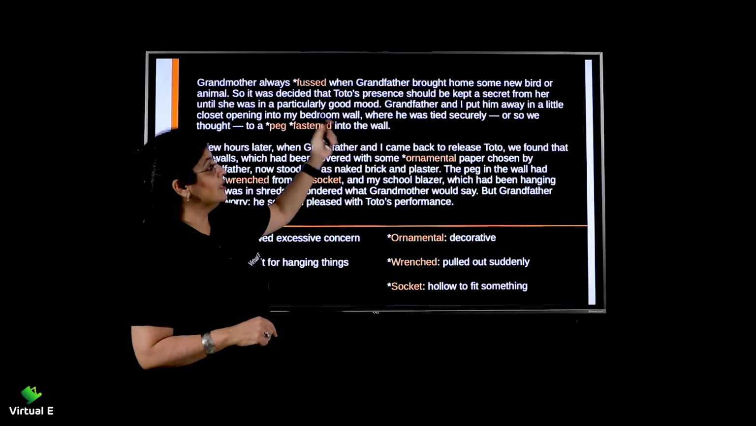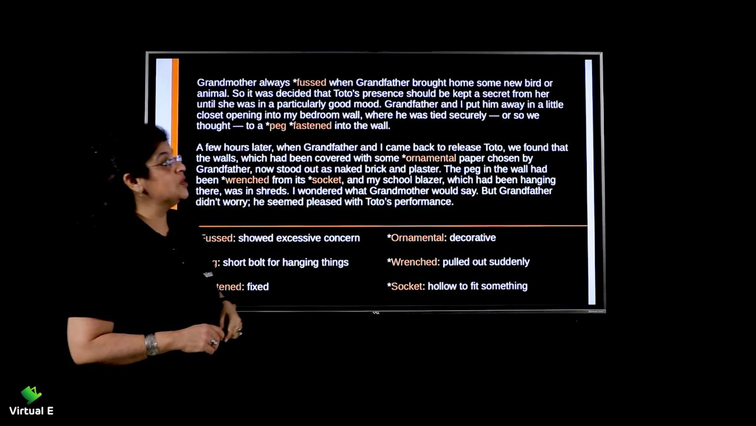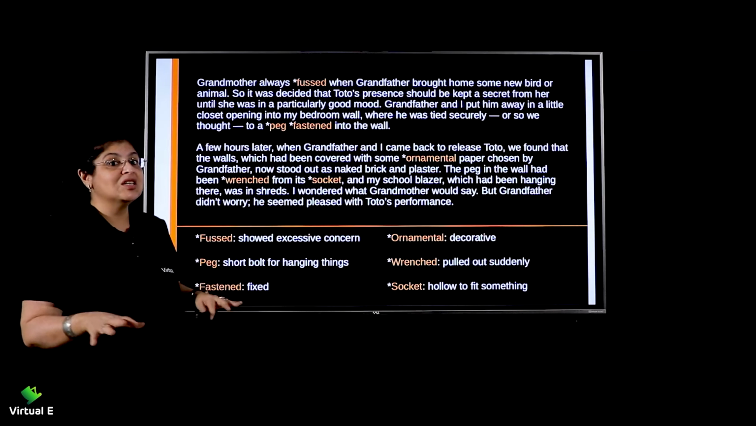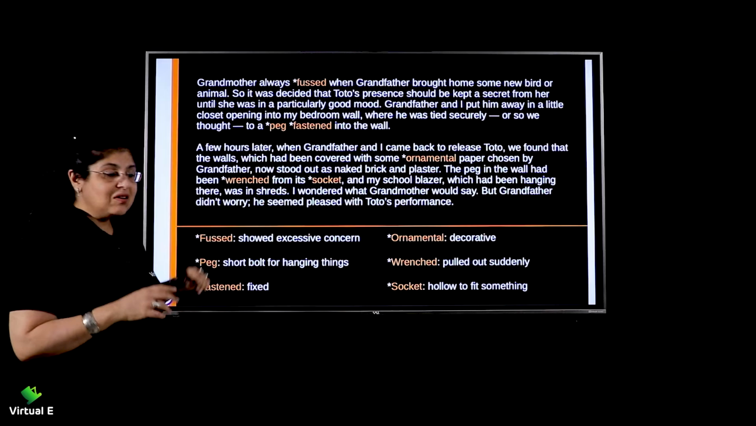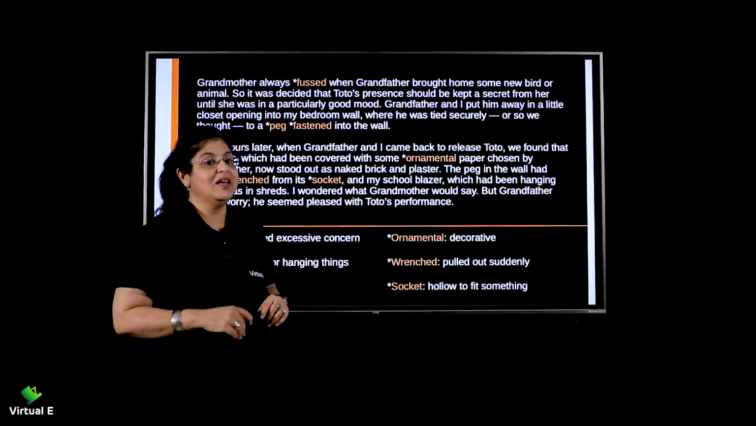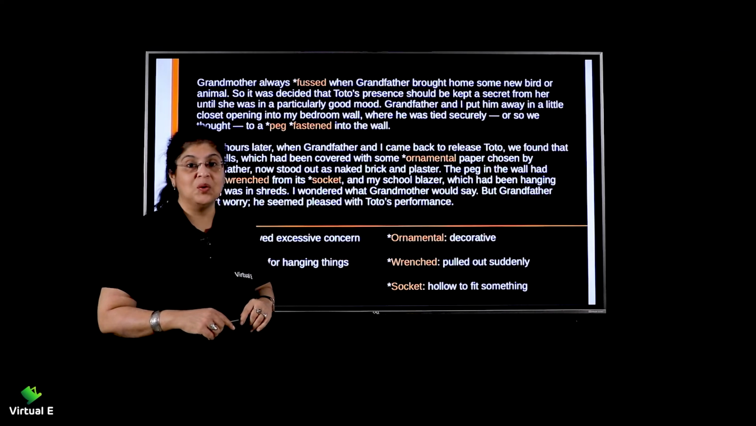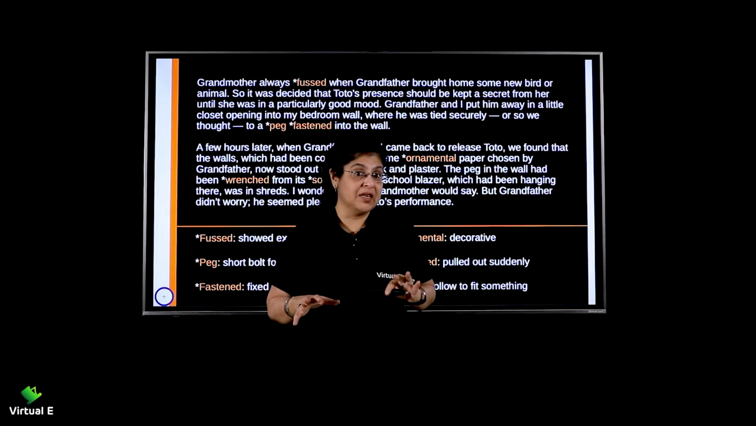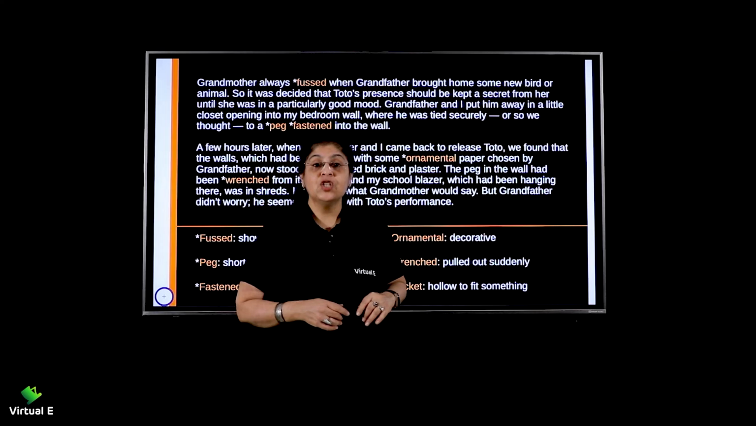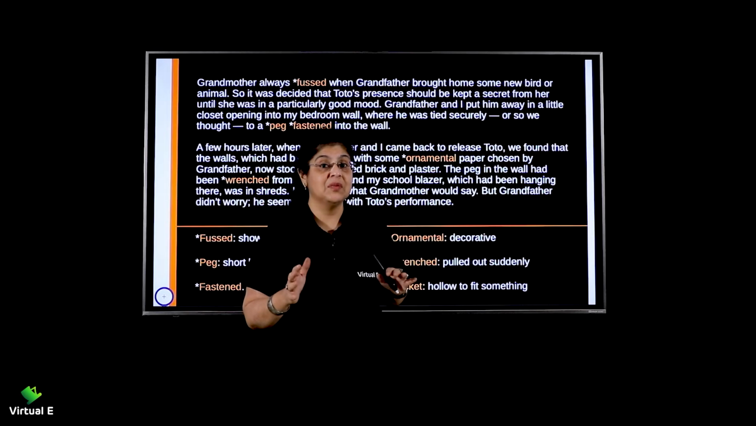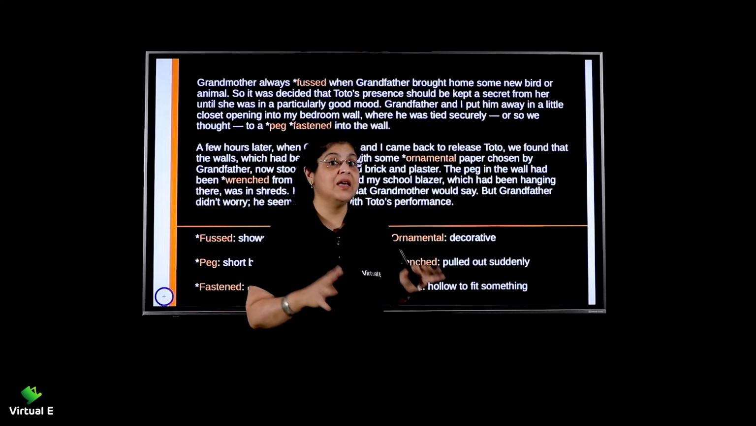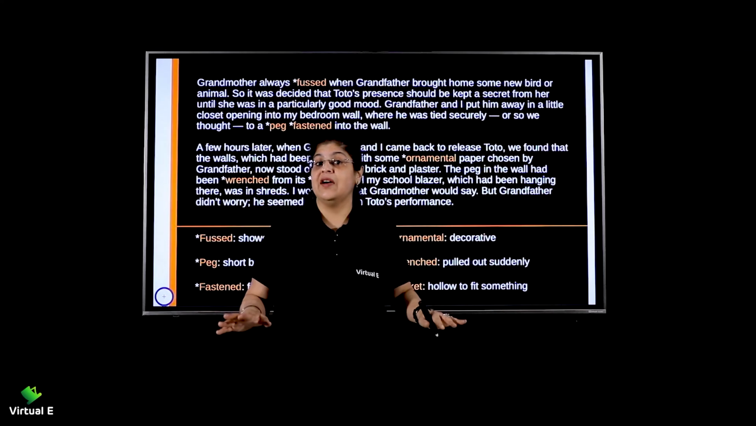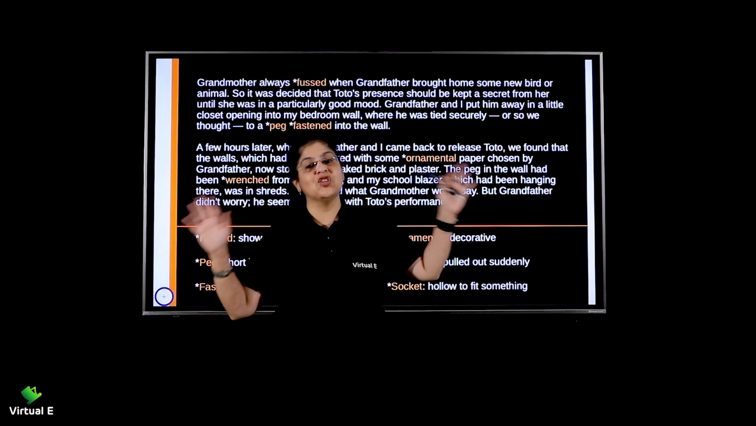So it was decided that Toto's presence should be kept a secret from her until she was in a particularly good mood. Now, Grandpa was so afraid of Grandma. And why so? He said, okay, now I know she's going to be very upset if I show her the monkey. So what he did was, he said, okay, now I have to keep this as a secret. I cannot bring the monkey in front of her until and unless I see one fine day that today she's in a very jolly good mood.